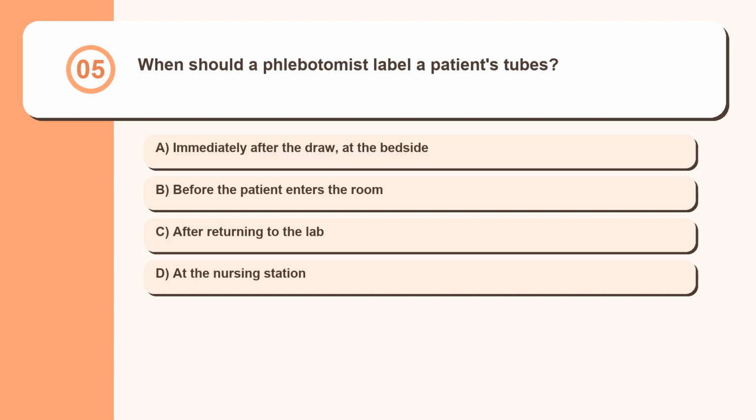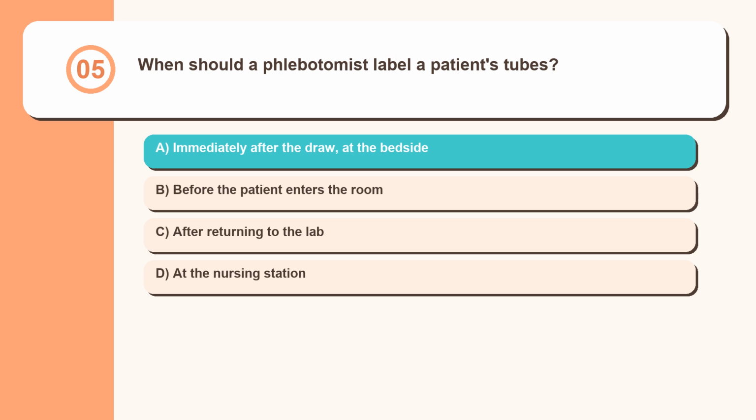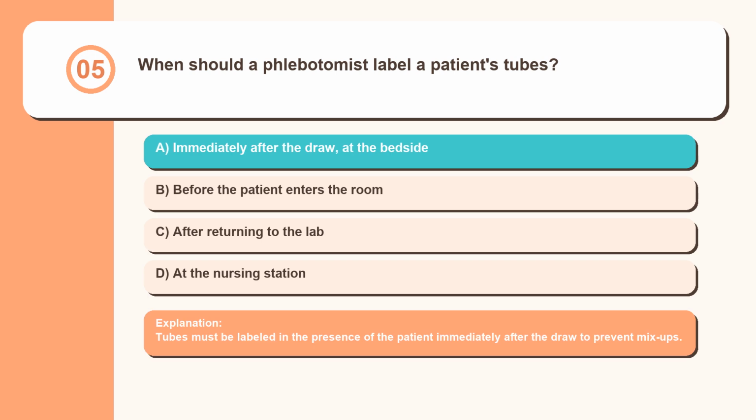Question 5. When should a phlebotomist label a patient's tubes? Immediately after the draw, at the bedside, before the patient enters the room, after returning to the lab, at the nursing station. Tubes must be labeled in the presence of the patient immediately after the draw to prevent mix-ups.